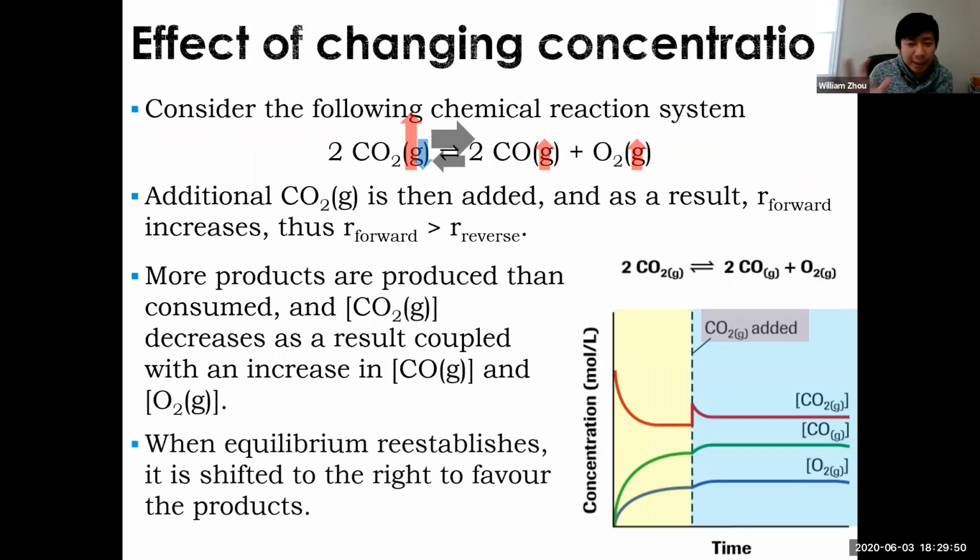And when you reestablish the new equilibrium, you now have more products. So we say that the equilibrium shifts to the right to favor the products because you're increasing the products. Is that clear?